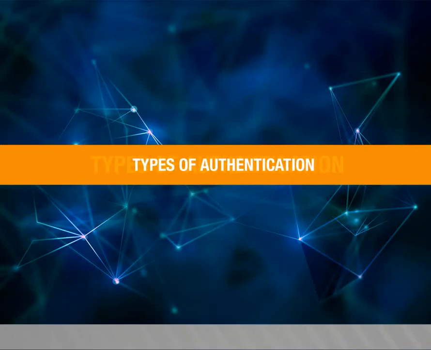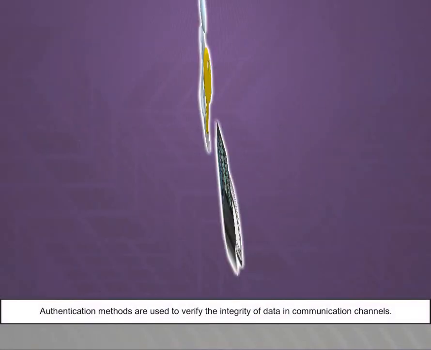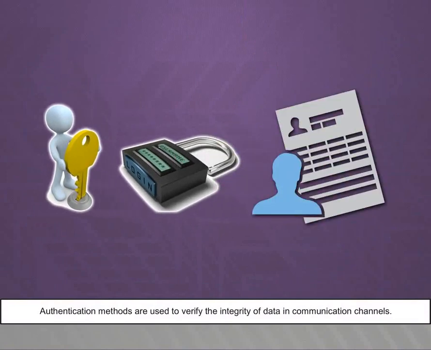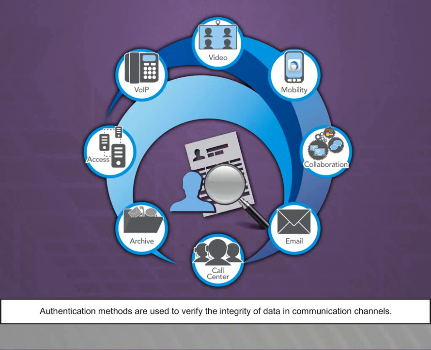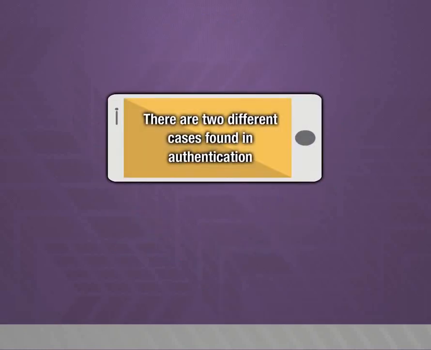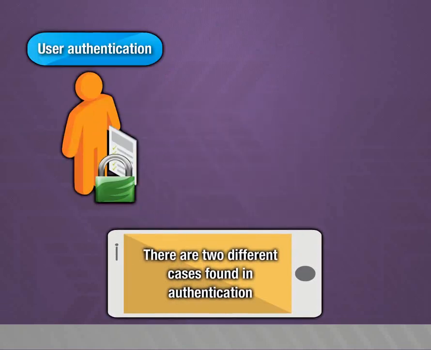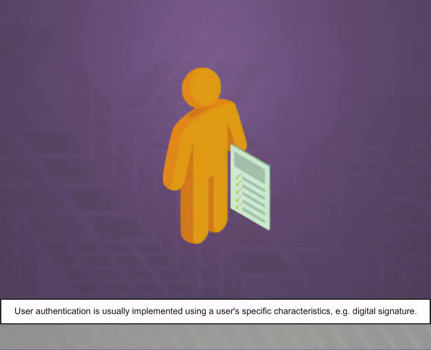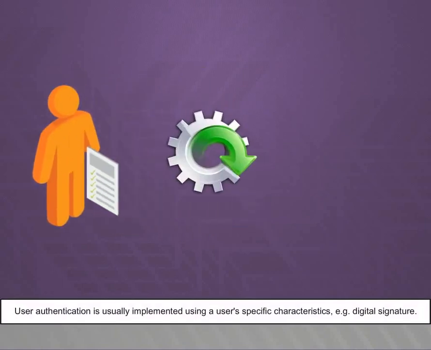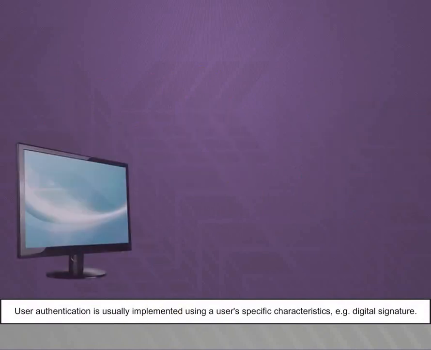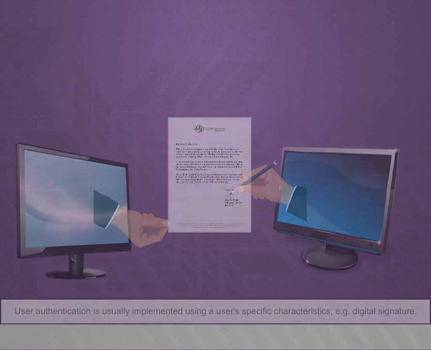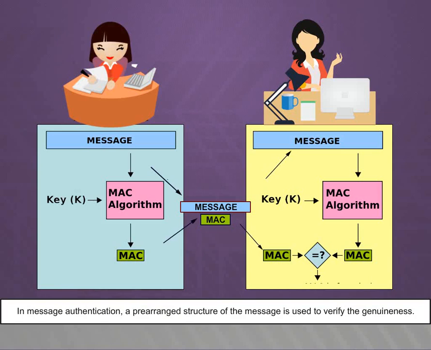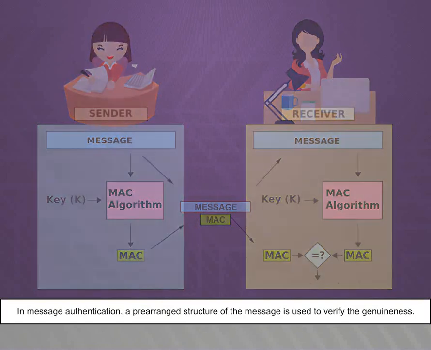Types of authentication. In this video, we are going to see about types of authentication. Authentication methods are used to verify the integrity of data in communication channels. There are two different cases found in authentication: user authentication and message authentication. User authentication is usually implemented using a user's specific characteristics, for example, digital signature. In message authentication, a prearranged structure of the message is used to verify the genuineness.